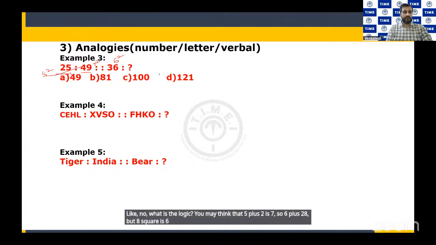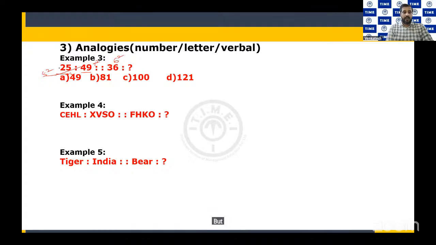It is not available. But I can say that 2 plus 5 is 7, 7 square is 49. 3 plus 6 is 9, 9 square is 81. That's it. That could also be your answer.